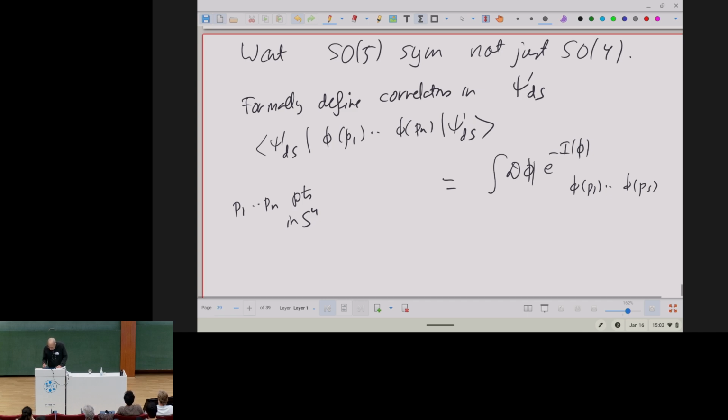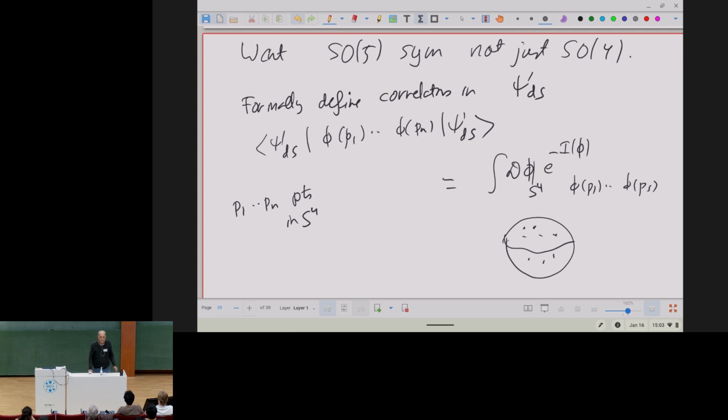And so phi is a field on the whole four-sphere. So literally, I just define these correlators by correlation functions on the four-sphere with operator insertions wherever you want to make them. I've written this as if the operators are elementary fields, but the operators are really supposed to be arbitrary local operators, and that'll be important in a little bit.